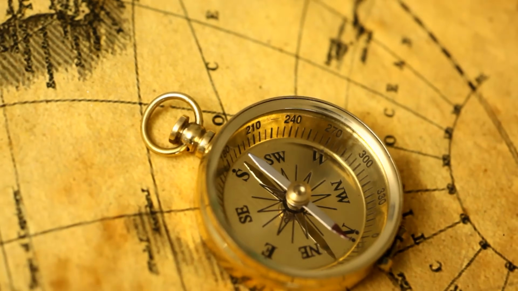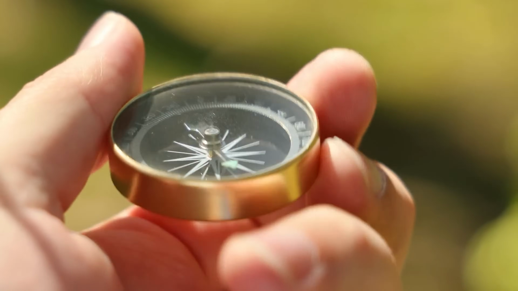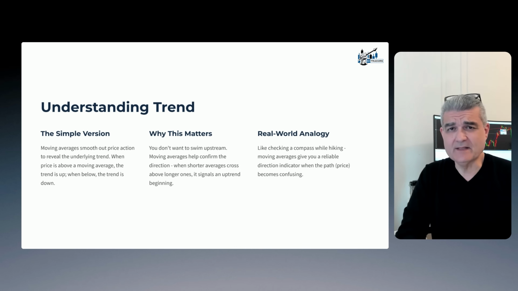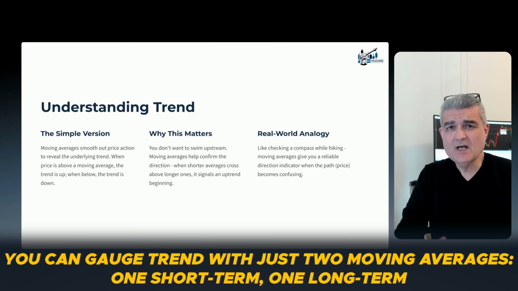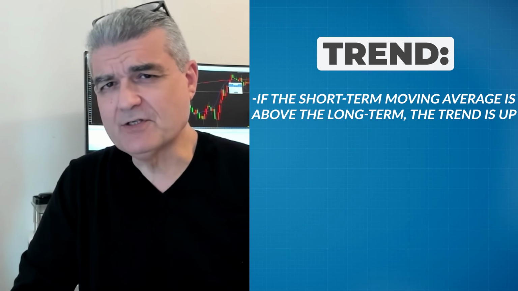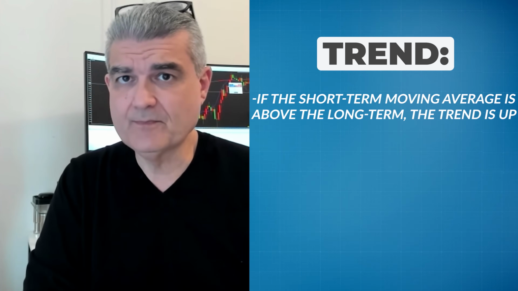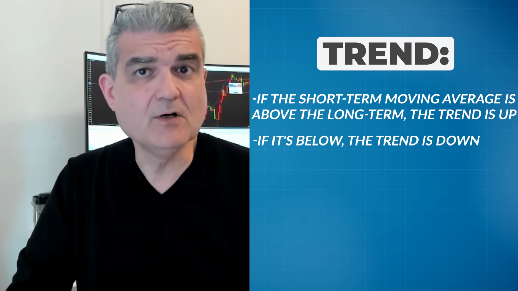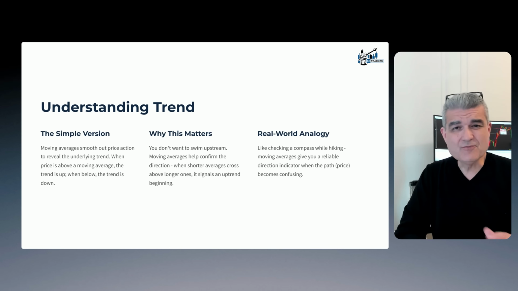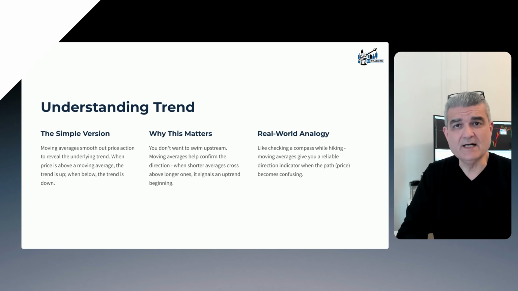Trend is like a compass. It essentially tells you direction. And you really don't have to overcomplicate things. Trend can be gauged by 2 very simple moving averages. All you need is a short-term moving average and a long-term moving average. As long as the short-term moving average is above the long-term moving average, that is going to tell you that the trend is up. If the short-term moving average is below the long-term moving average, the trend is down. That's really all you need to be able to find and ride direction. But trend by itself is not enough.